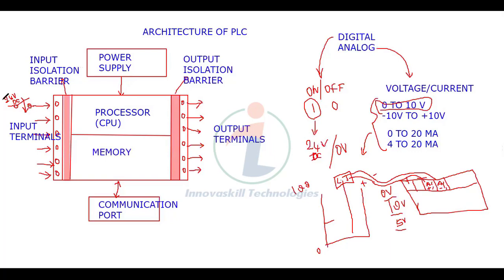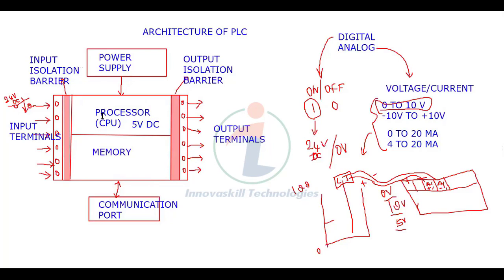But what will happen if 24 volt DC is given here? If it is given directly to the processor, the processor will be damaged, because the processor is just a small IC which can withstand a maximum of up to 5 volt. The working voltage of the processor is generally 5 volt DC. So if we directly give 24 volt through this input and it goes to the processor, the processor will get damaged.